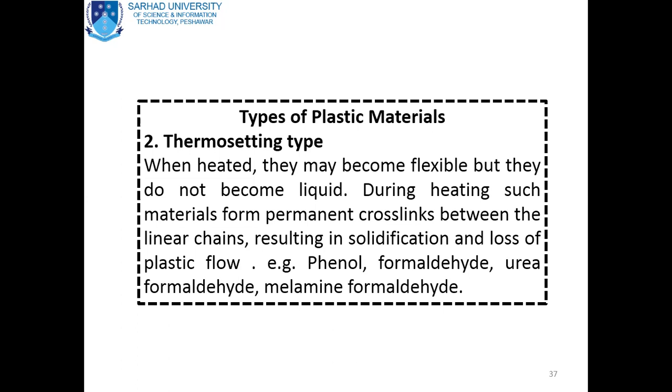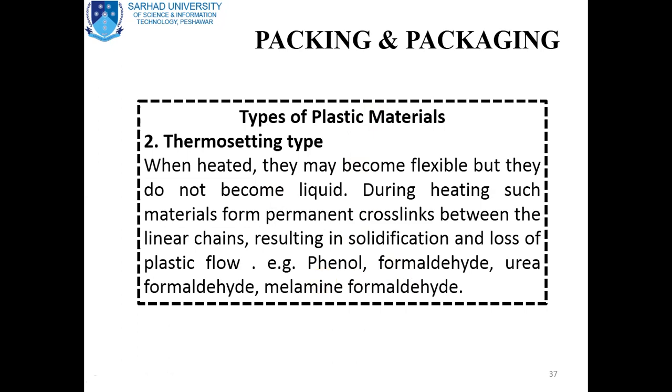During heating, such materials form permanent coupling between the linear chains, resulting in solidification and loss of plastic flow. For example, phenol formaldehyde, urea formaldehyde, and melamine formaldehyde. These are examples of the resulting solidification and loss of plastic flow because of the cross linkage between the linear chains.